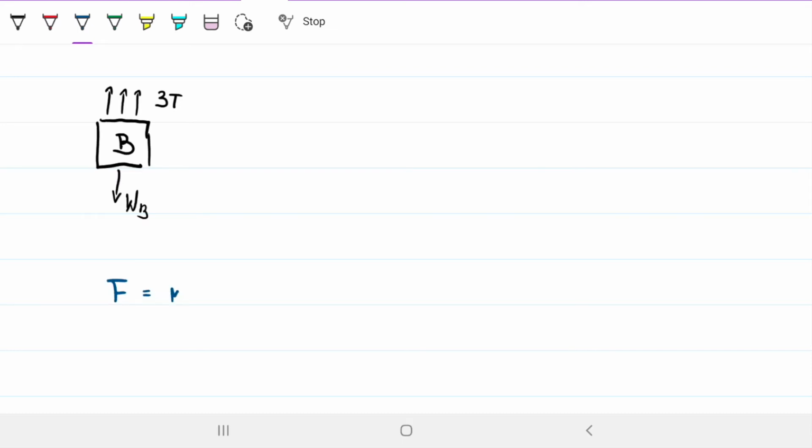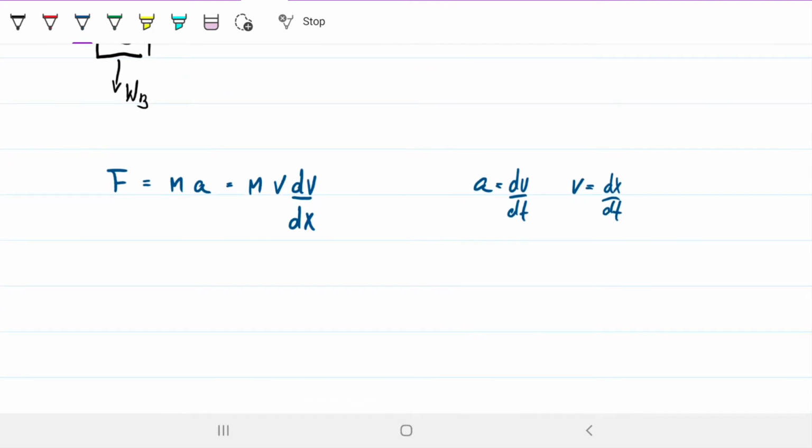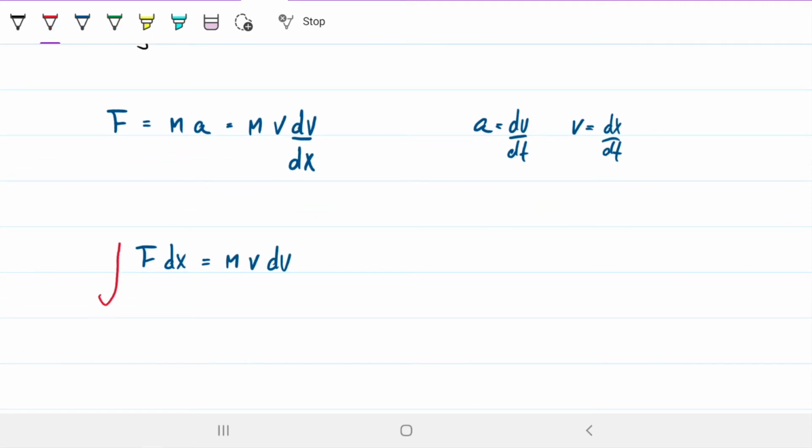To do that, what I'm going to use is the following idea. Force is mass times acceleration, but we know acceleration can be written as the velocity times the derivative of the velocity with respect to position, x. We've done this in previous videos, you can check that out. All I'm doing is relating the definition of acceleration and the definition of velocity. Nothing fancy there. From this, I can say that F dx equals mass times velocity dv, right? And what I can do now is integrate from x naught to x.